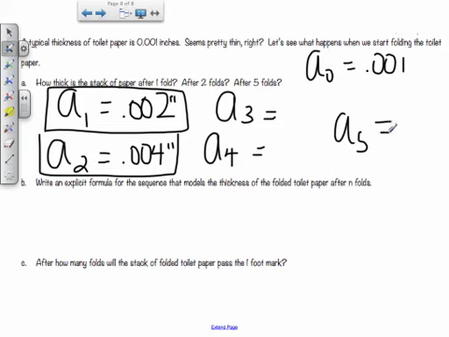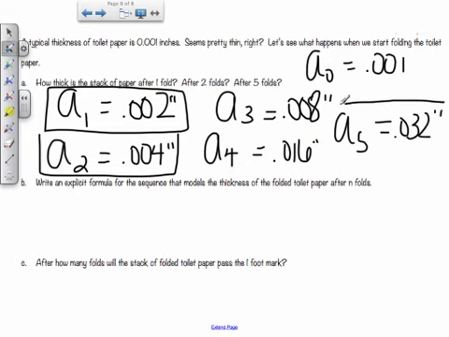Okay, so you should end up getting 0.008 inches, 0.016 inches, which means that after 5 folds, it's 0.032 inches. Now remember, with exponential growth, and this is exponential because it's geometric, it's going to increase slowly at first, and then it'll get faster and faster and faster. So question B, write an explicit formula for the sequence that models the thickness of the folded paper after n folds. So we know what the formula is going to be.